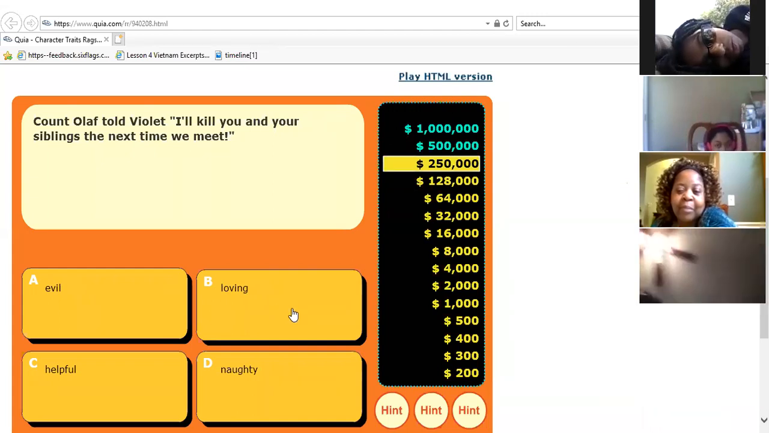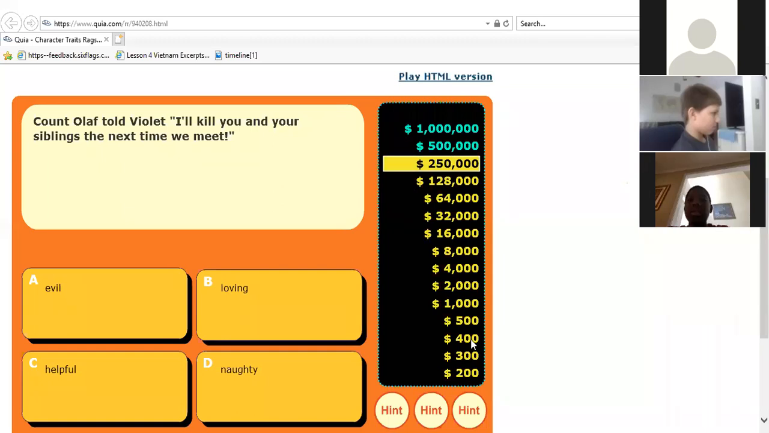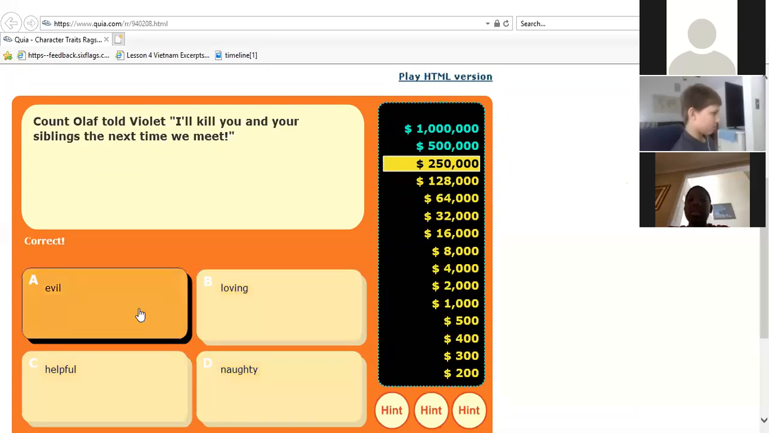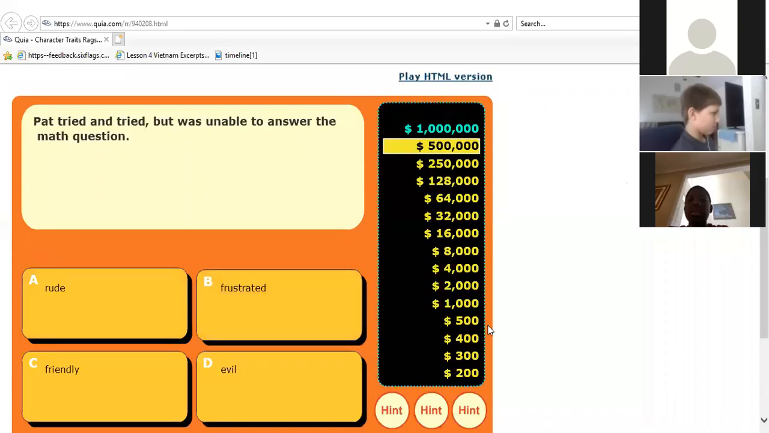Skylar, did you do one? Come on, Sky. Count Olaf told Violet, I'll kill you and your siblings the next time we meet. I don't like this one. Is he A, evil, B, loving, C, helpful, or D, naughty? Skylar, what do you think? Evil. Yes, extremely. Okay, let's see.